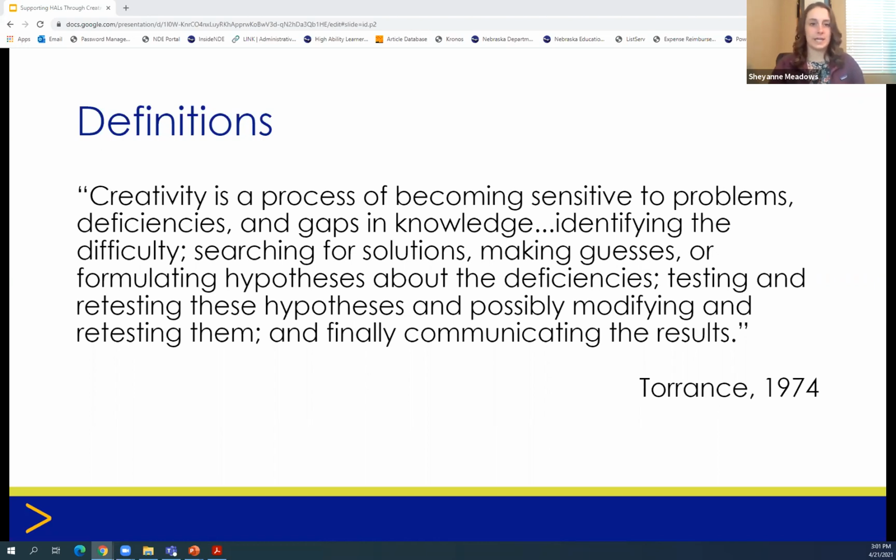So he is taking an approach to creativity that maybe we're not totally familiar with. A lot of times when we think of creativity, we think more along the lines of performing arts or painting or drawing or those different kinds of things. But today when we talk about creativity, we're going to be talking about this idea of coming up with new, novel ideas and projects and how those work to support high ability learners.